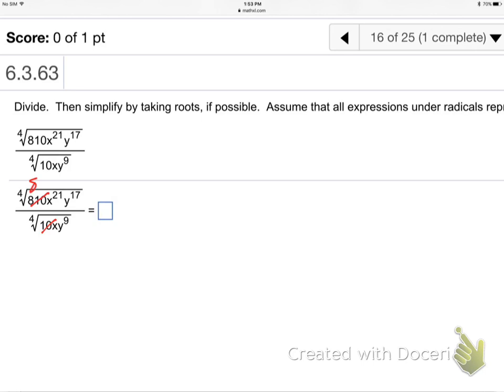10 into 810, 81 times. That good? Just cuts off the 0 there. So 4 through to 81. And then with the x's and the y's, you just subtract the powers, right? So it's x to the 21 minus x to the first, to be x to the 20th. Y to the 17 minus y to the 8th, what is that? Y to the 8th? How we doing? Good so far. I just divided inside stuff with inside stuff.